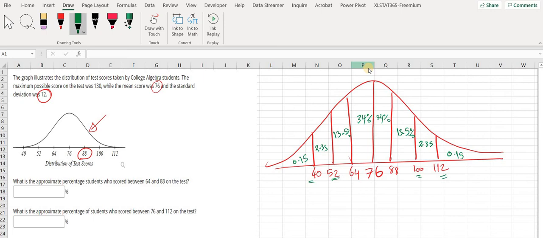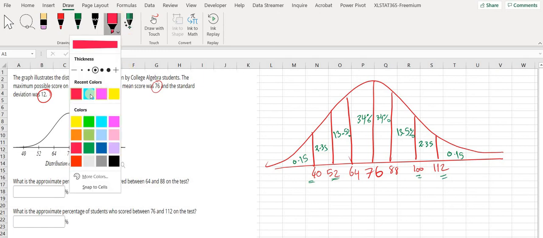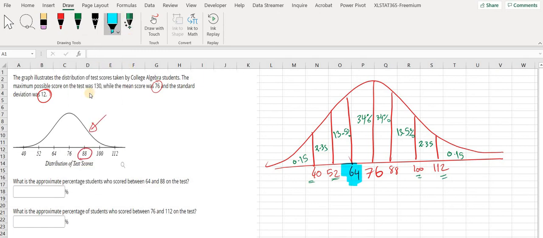Now that we have all of these numbers, we're halfway through answering that question. This is actually the main idea of the question. So what is the approximate percentage of students who score between 64 and 88? So 64 is right here. Let me change this to a lighter color. 64 is here, so I'm going to highlight the line. And 88 is this number, so I'm going to highlight the line here.